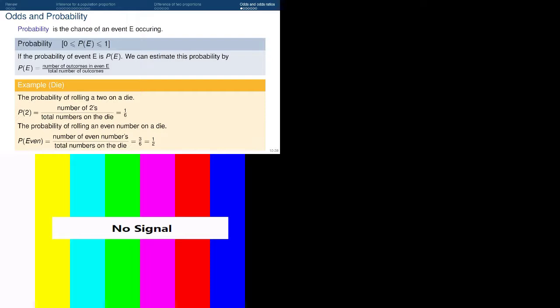All right, let's get started. So in the second half, we're going to be looking at odds and odds ratios. And I told a bit of a story at Callahan, so I may as well tell the same story here.